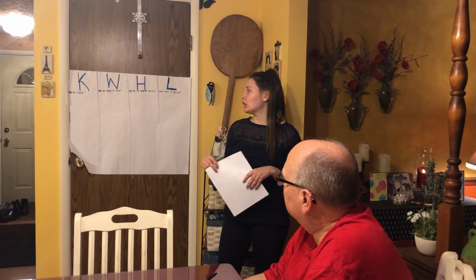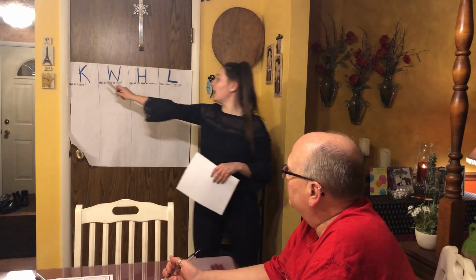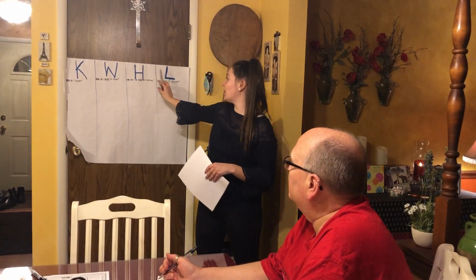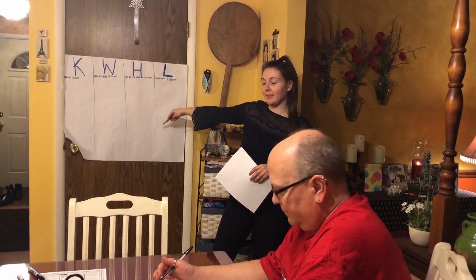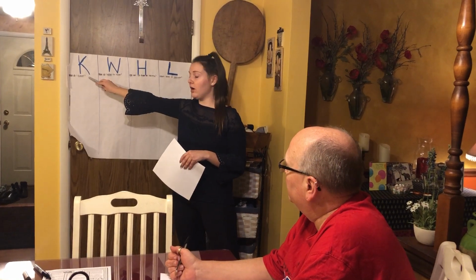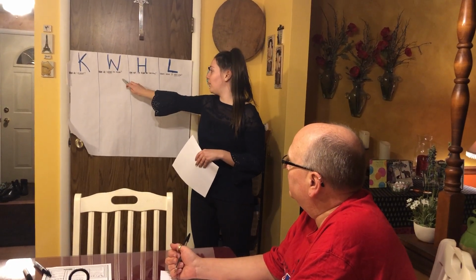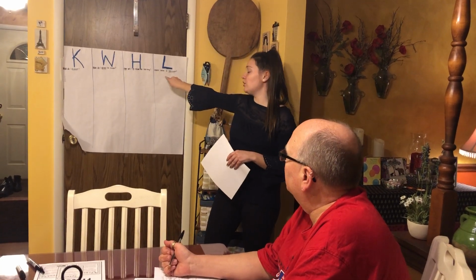Today we're going to be learning a new reading strategy. It's called the KWHL strategy, and it should look like this on your paper. This strategy should help you to identify what you know already, what you want to know, how you will go about learning, and what you have learned.